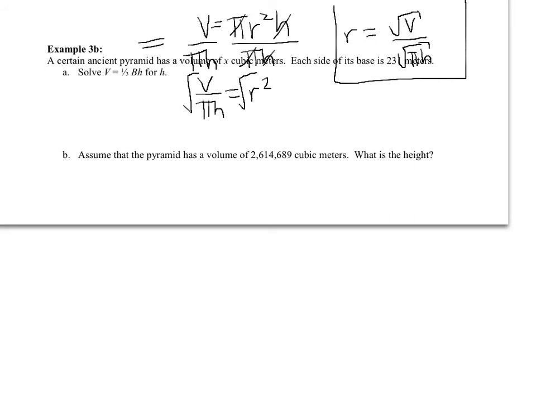In example 3b, a certain ancient pyramid has a volume of x cubic centimeters. Each side of its base is 231 meters. Solve V equals 1/3 B times h for h. So we're going to solve for h. Volume equals 1/3 area of the base times height. So we want h on one side of the equal sign and everything else on the other. So we're going to divide both sides by 1/3 B. The 1/3 and the B cancel out, and we're left with h equals volume over 1/3 B.